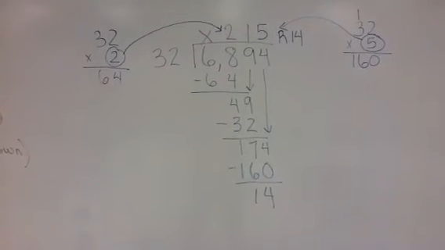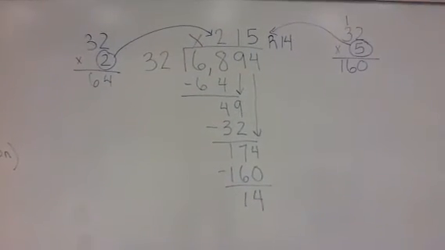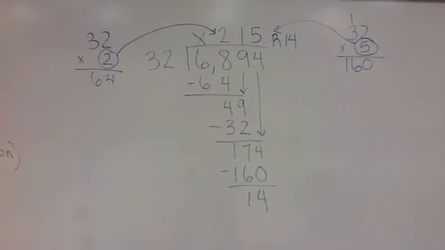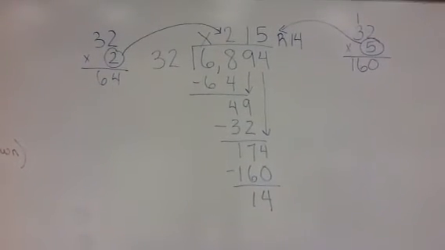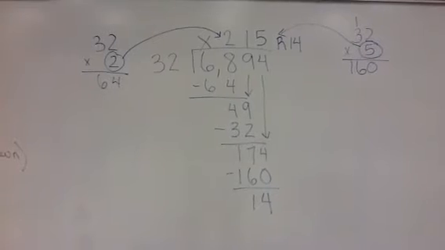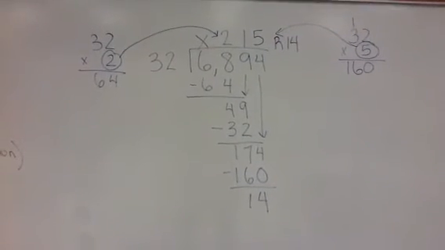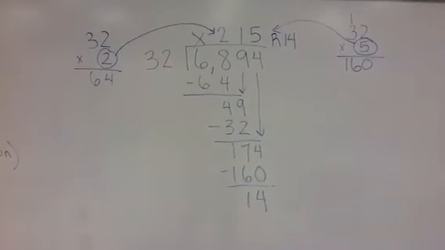And then I multiply. 32 times 1, which I wrote up at the top. Then I subtract. 49 minus 32, and that gives me 17. I compare. Can 32 go into 17? It can't, so I brought down my 4.